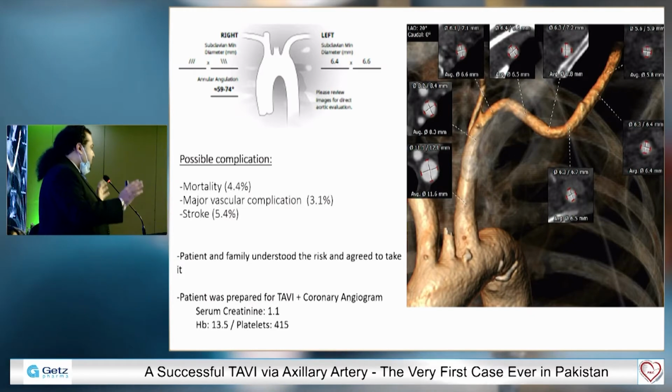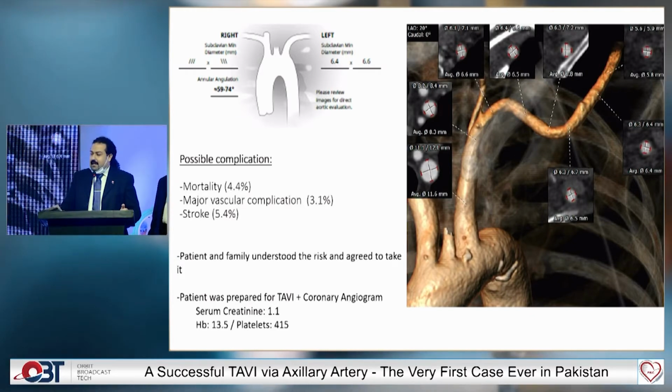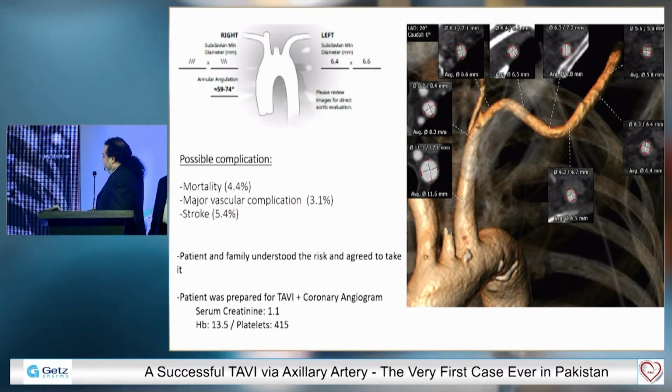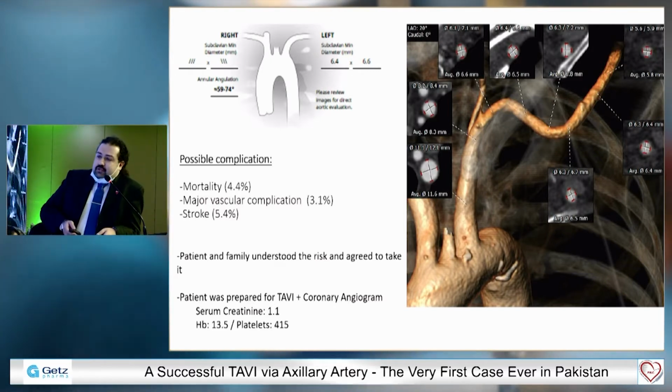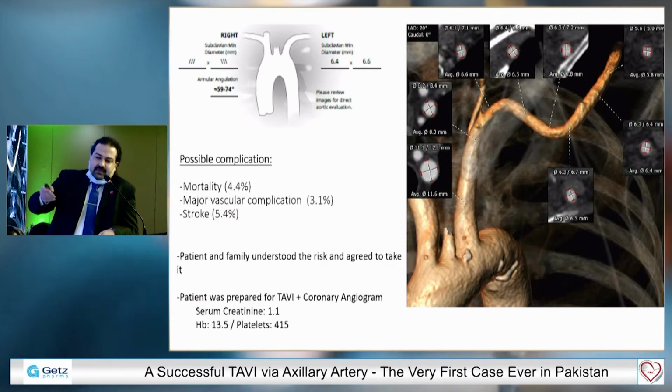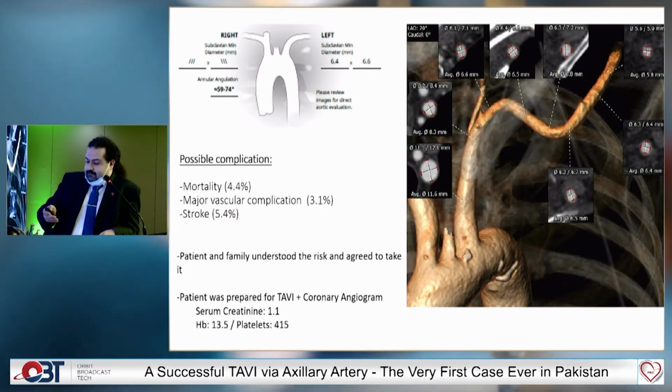We put this data in front of our patient, and with a big smile, he said, please go ahead. I'm taking the risk, and start with Bismillah. So the patient was prepared for the procedure. We planned for coronary angiogram and TAVI. As we see, his creatinine and blood counts were normal.